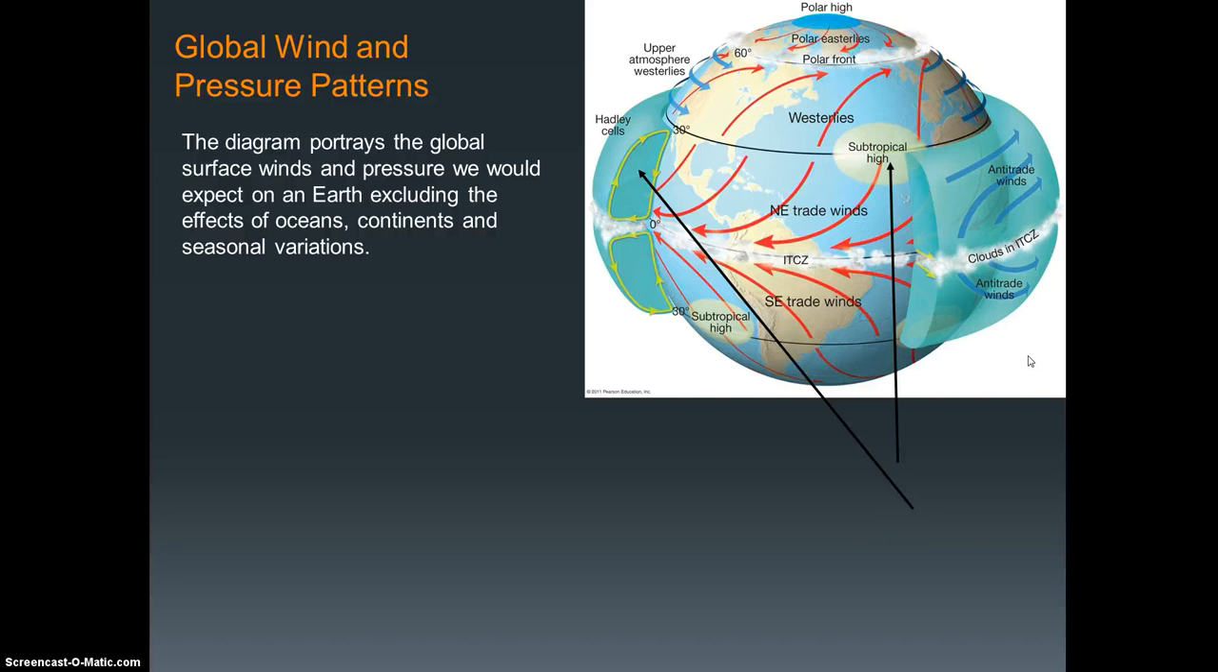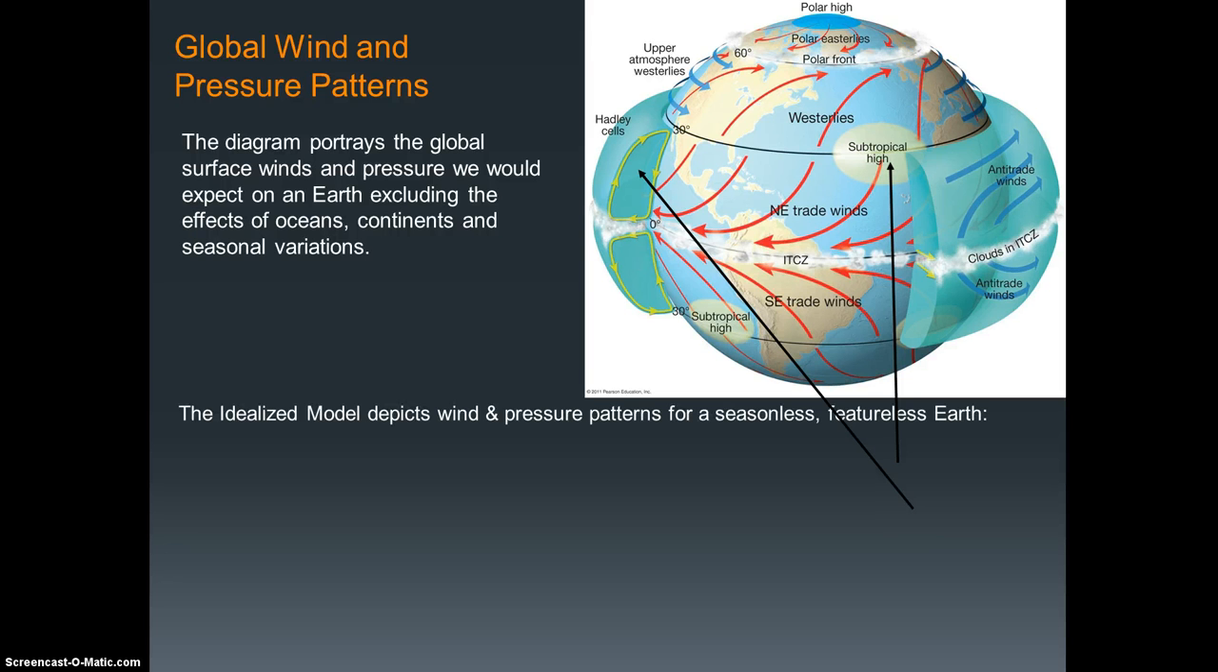But actually it is. So this is the idealized model that excludes the effects of ocean, continents, and seasonal variations. Your textbook has the wind and pressure patterns as they really appear, but we don't have to worry about that too much, with the exception of some very influential patterns such as the monsoons.